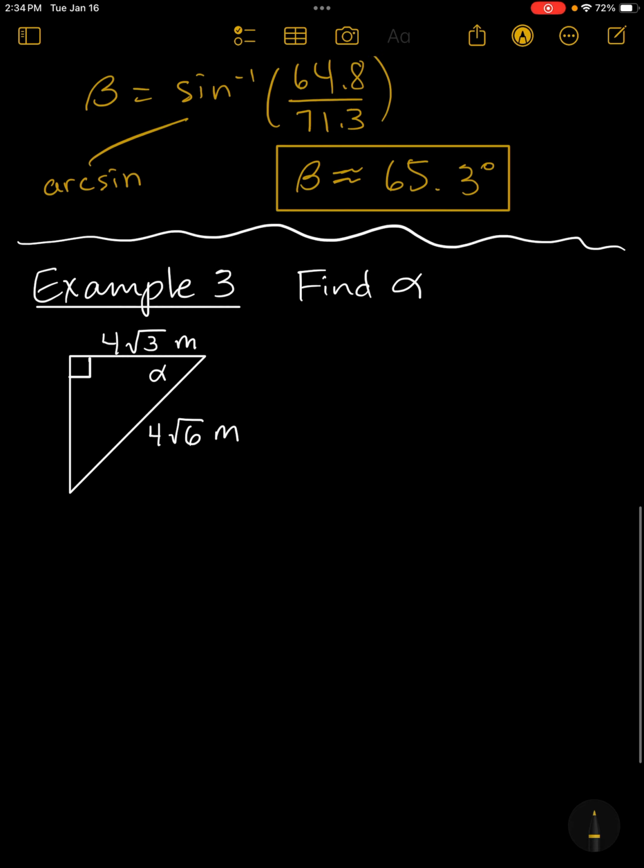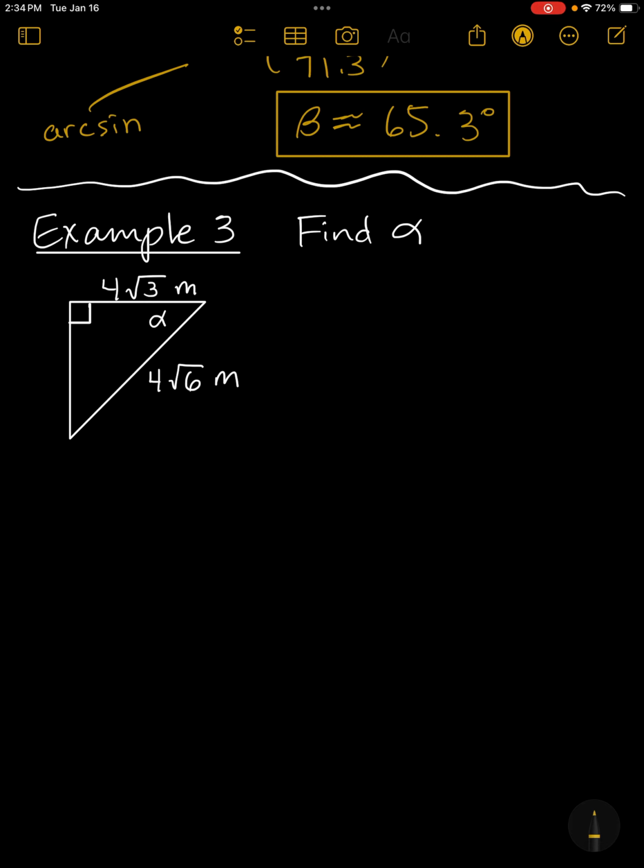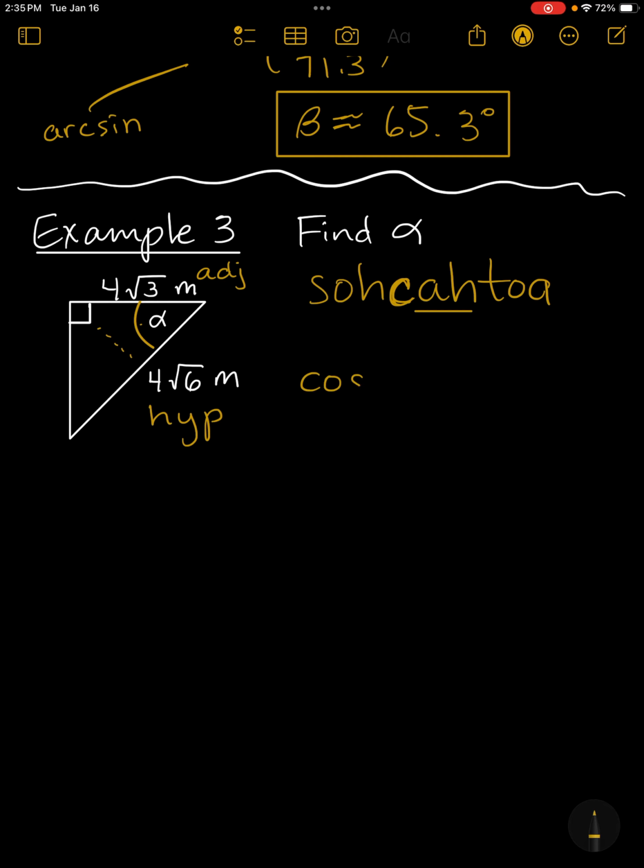Okay, now that you've hopefully tried this on your own, you found that we have touching, so this is adjacent. The other side that touches across from the right angle is the hypotenuse. Adjacent and hypotenuse. Sokatoa. Don't you just love the name? Adjacent over hypotenuse. We're going to put a cosine of the angle is adjacent on top.